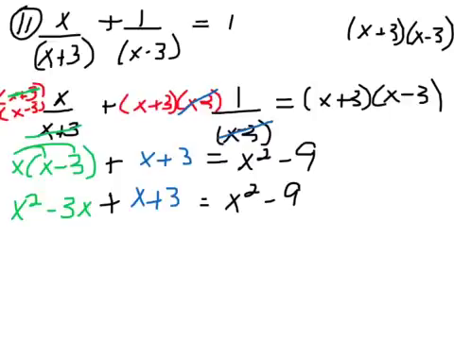Okay. So let's clean up the left-hand side a little bit more. We have 1x squared. We have minus 3x plus x, which would be a minus 2x. And I got a plus 3 here. And then I have x squared minus 9.